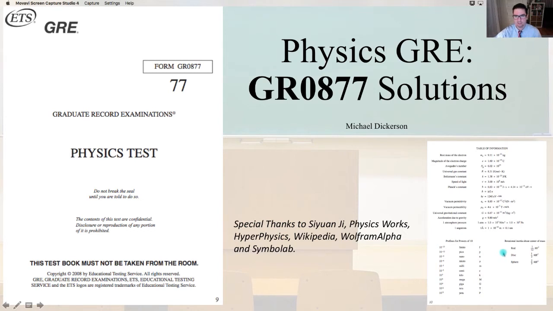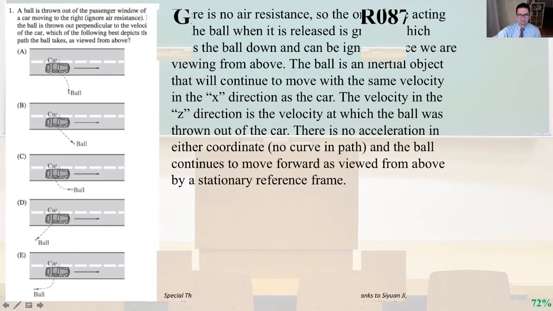Another thing, interestingly, that the Physics GRE gives us is the rotational inertia about center of mass, and there's a couple of equations down here for the rod, disk, and sphere. So we're going to refer back to those as well. So let's jump into the solution.